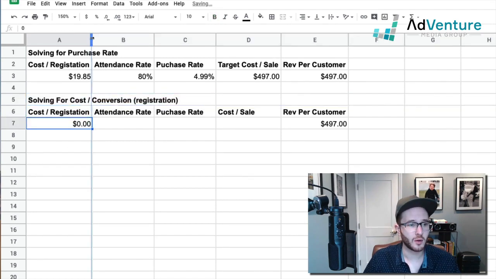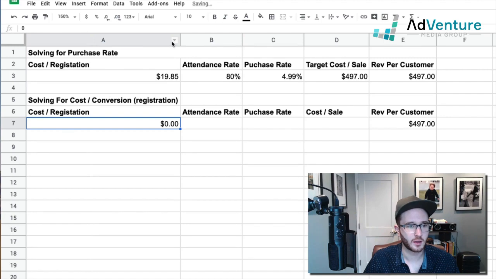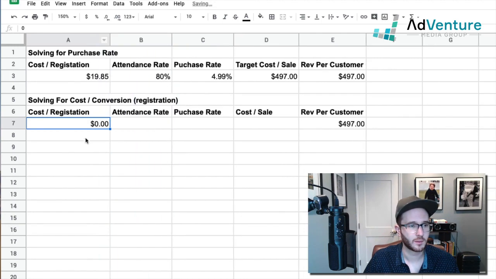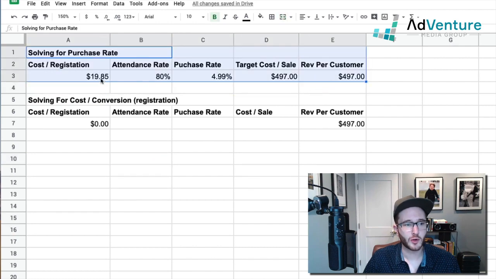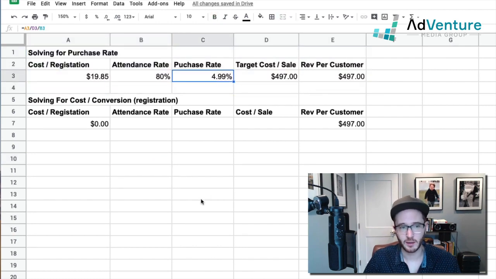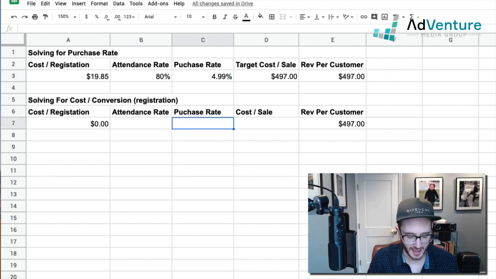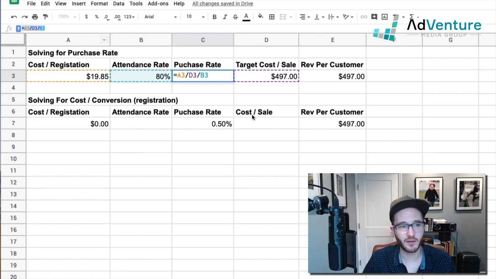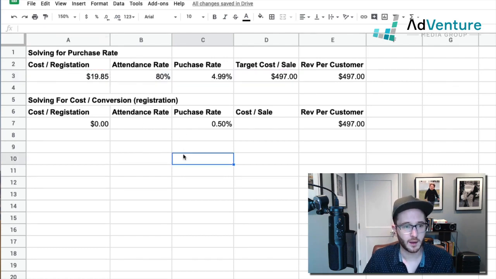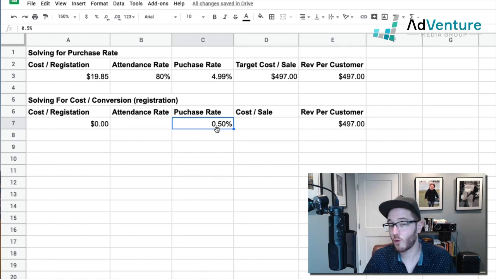So say I know, like in the first formula up here, what we were trying to do was figure out what my purchase rate had to be. But let's say I have a target purchase rate. I sort of know realistically we're going to get like 0.5%. Okay, let's say I know that that's going to be my purchase rate. So I enter in my purchase rate. If you look over here is a formula. We were solving for purchase rate. Over here, we're putting in a purchase rate that we think is realistic, or we put in actual data.